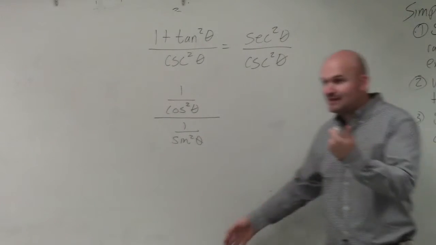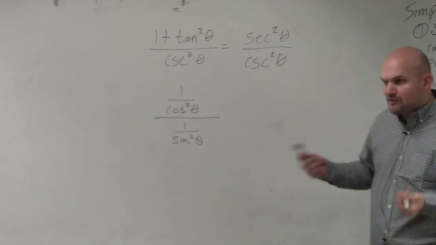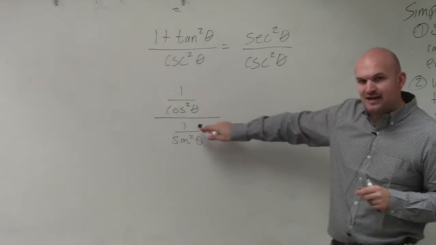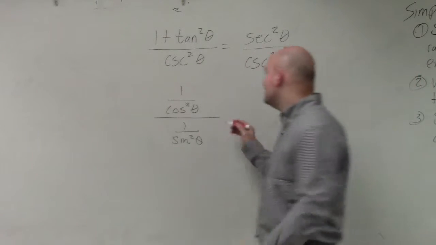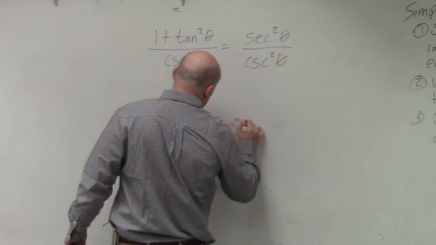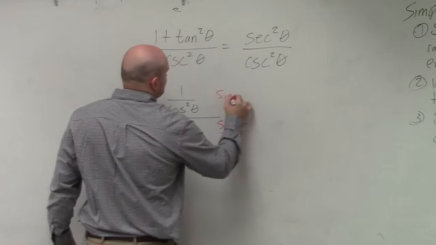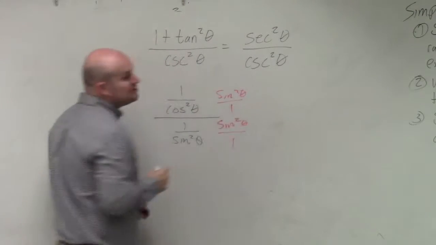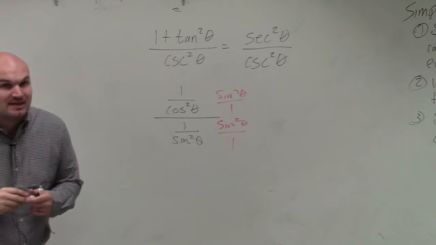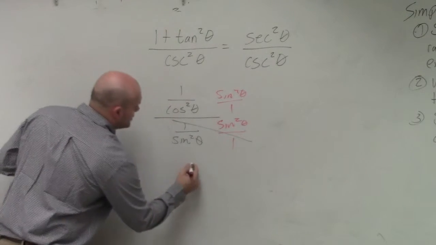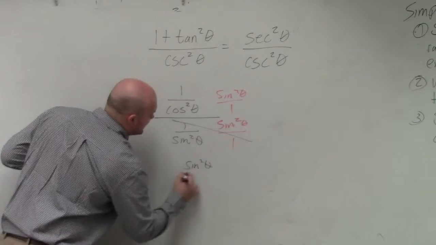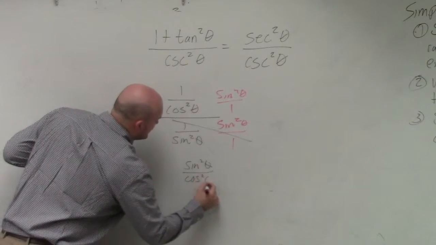But again, just to mathematically show you, now, to simplify this further, how do you divide a fraction by a fraction? I say this all the time. You multiply by the reciprocal. As long as you multiply the numerator and the denominator by the same number, you're not changing the problem. So therefore, you end up with sine squared of theta over cosine squared of theta.